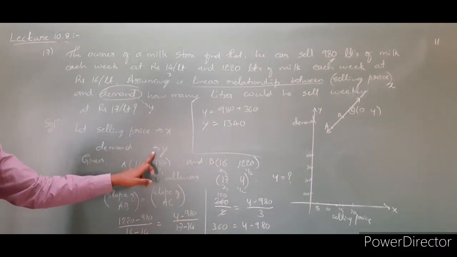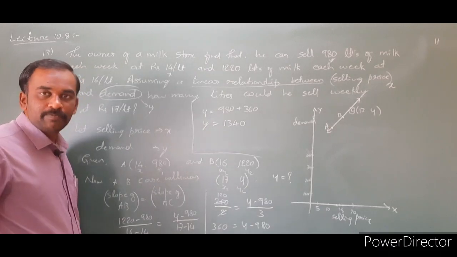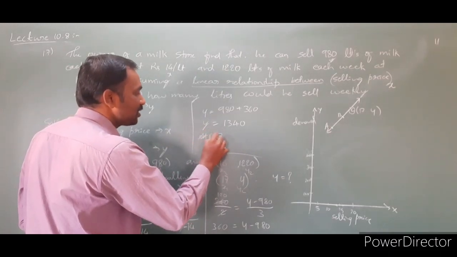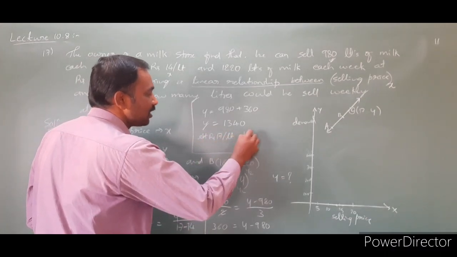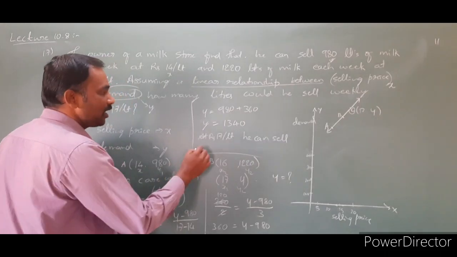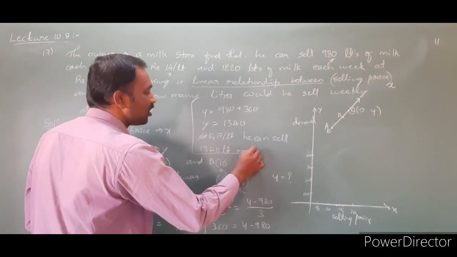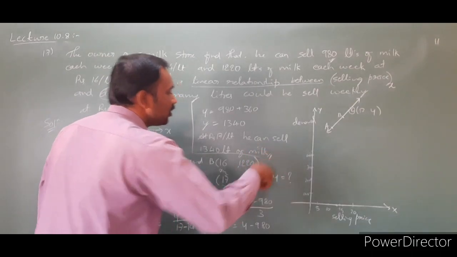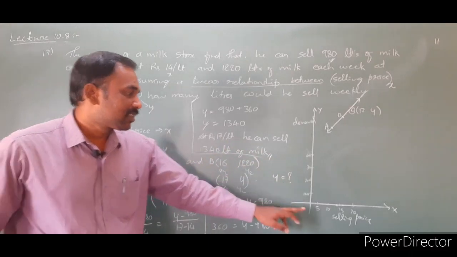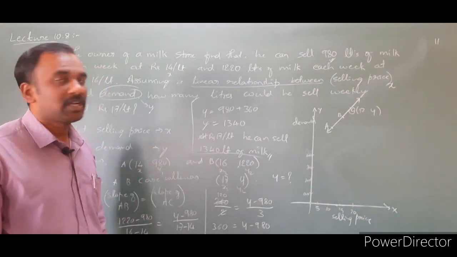Y is the demand. So at Rs 17 per liter, how many liters can he sell? He can sell 1340 liters of milk at Rs 17 per liter. This is the required value. This is one method.